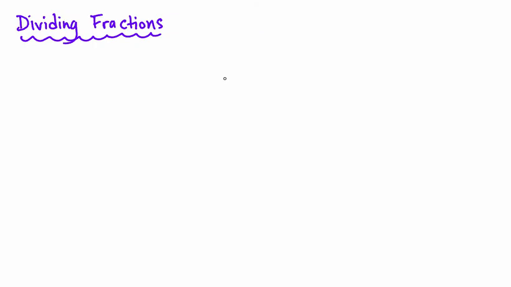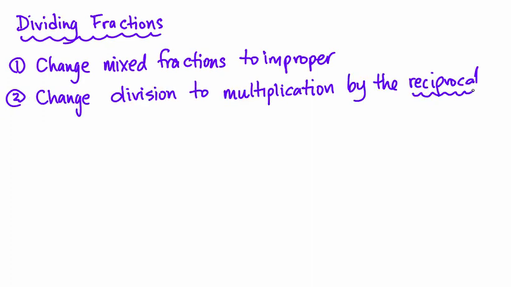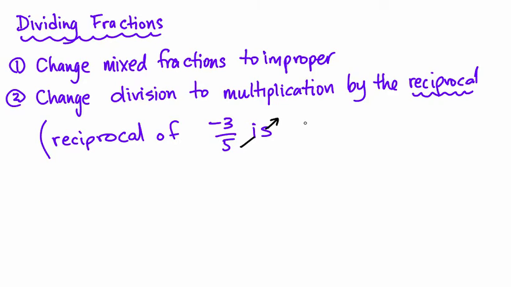So with division of fractions, I'm going to cheat a little bit. There's only 3 steps. So the first step is change any mixed fractions to improper fractions. Step 2 is change any division to multiplication by the reciprocal. And you may have forgotten what a reciprocal is. The reciprocal of -3/5 is, well, what you do is you take the numerator and make it the denominator and vice versa, and so you get -5/3.